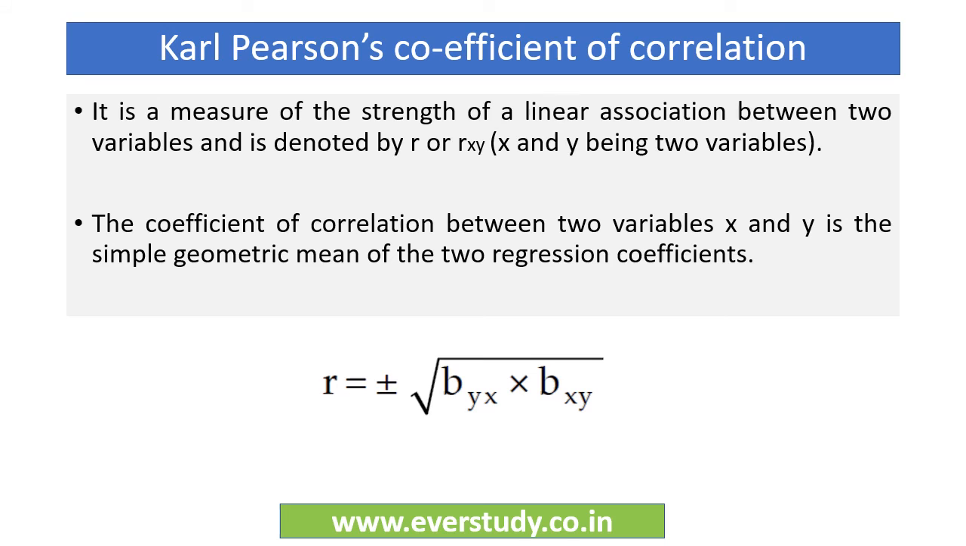So the Karl Pearson's coefficient of correlation is a quantitative method of measuring the correlation. It is a measure of the strength of a linear association between two variables, and it is denoted by r or rxy, that is the correlation between the variables x and y. And the coefficient of correlation between the two variables x and y is the simple geometric mean of the two regression coefficients, that is bxy and byx, and symbolically it can be expressed in the following manner.